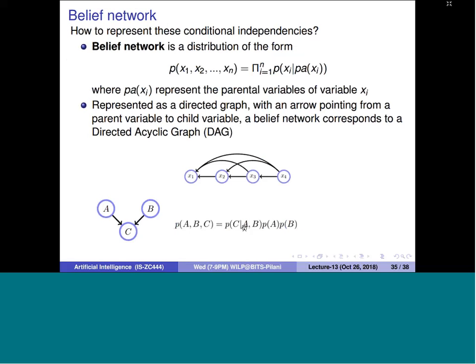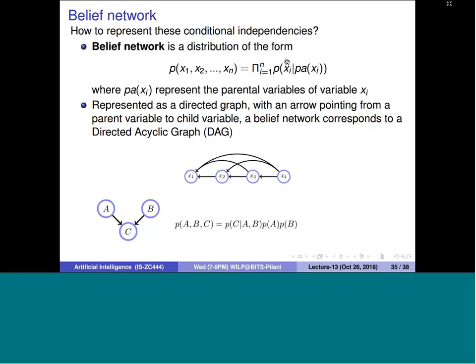This is how you can write. How can you write? Because you see the probability of C given AB is the first term, then the probability of A given B, and the probability of B. A given B, you see they are independent. Therefore, A given B becomes A, and therefore this formulation comes.